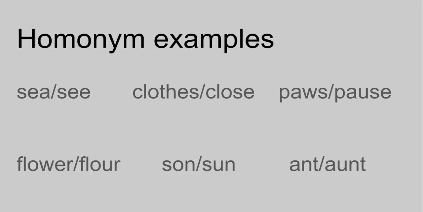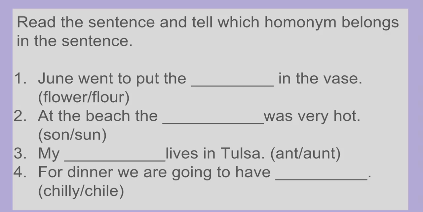Son and sun. S-O-N is like you are your father's son. And S-U-N is the shining sun in our galaxy that gives us light and warmth. Ant and aunt. A-N-T is a little insect that crawls on the ground. A-U-N-T is a relative, a lady relative of yours.